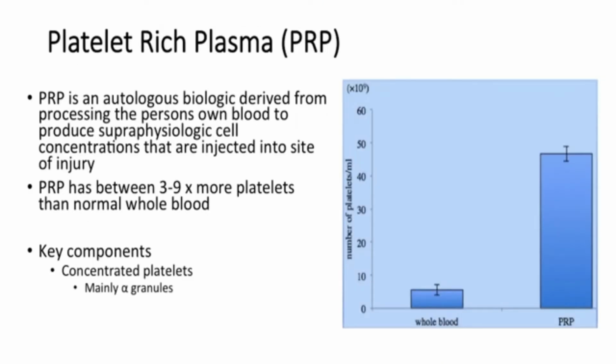So what is platelet-rich plasma? Platelet-rich plasma is an autologous biologic derived from processing the person's own blood to produce superphysiologic cell concentrations that are injected into the site of injury. PRP has between 3 to 9 times more platelets than normal whole blood. The key components in PRP are concentrated platelets and mainly alpha granules.